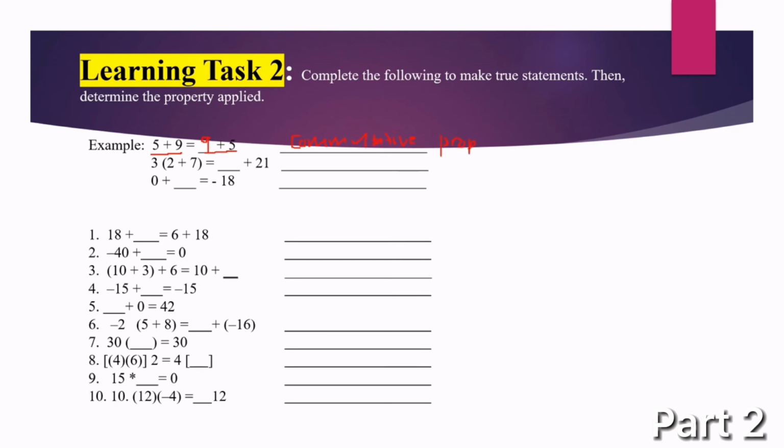Okay, next. 3 times the quantity of 2 plus 7 equals blank plus 21. So, meron tayo ditong sagot na 21. Saan kaya galing? 3 times 7. What is the missing number? The missing number is 6. Galing sa 3 times 2. So, what property is illustrated? That is distributive property.